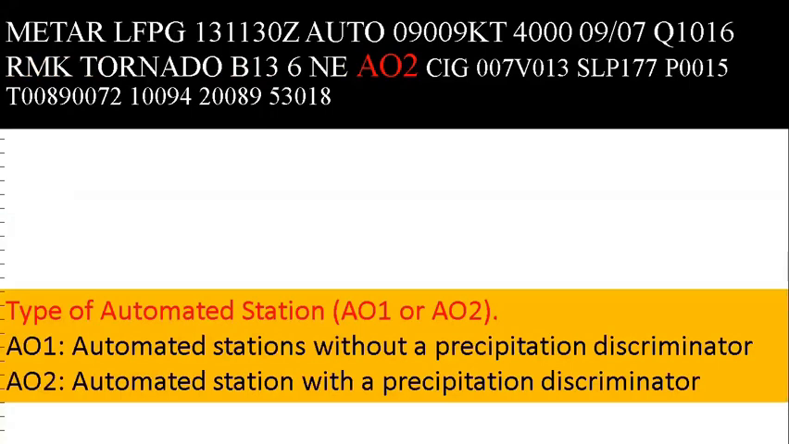Type of automated station. This is a common remark. The A01 indicates the station has no way to differentiate between types of precipitation. It may be rain or snow, but you won't know. And A02, on the other hand, can tell the difference between snow and rain. The higher the number, the more advanced the equipment is.